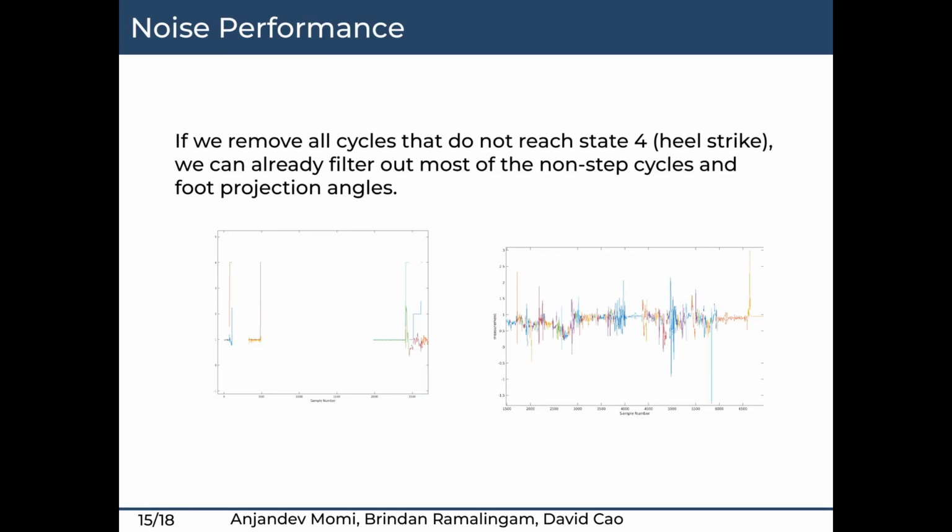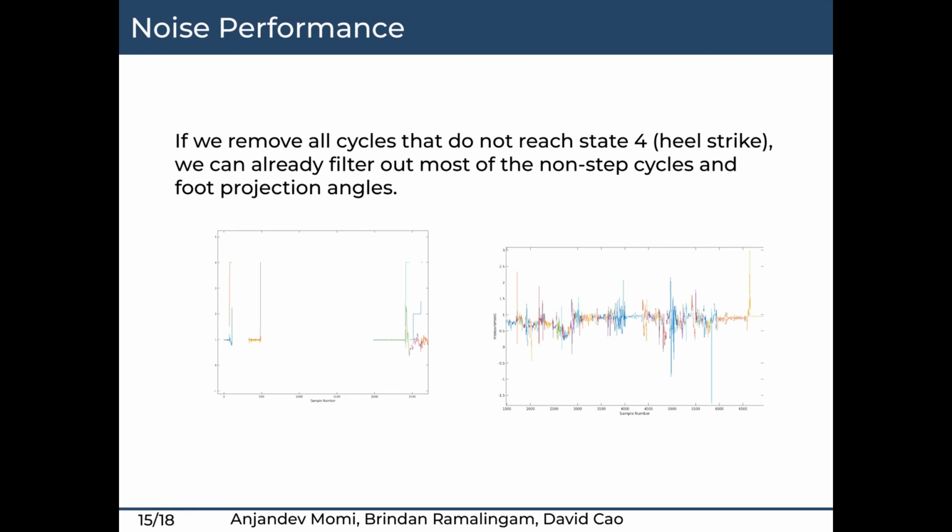Foot progression angle only matters when a step occurs. On the right, the microcontroller is filling our data with bad foot progression angles because the person isn't moving, but it thinks the person is taking a step. We ran our algorithm on the noise data and removed all the cycles that don't have one sample in state 4, or heel strike. After running through this filter, the results are shown on the left. We only had 4 detected steps.